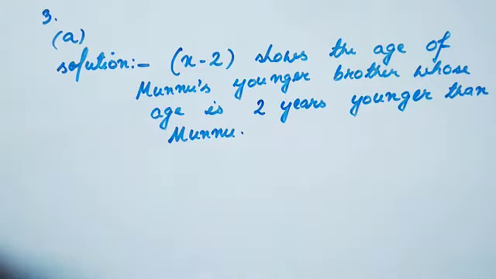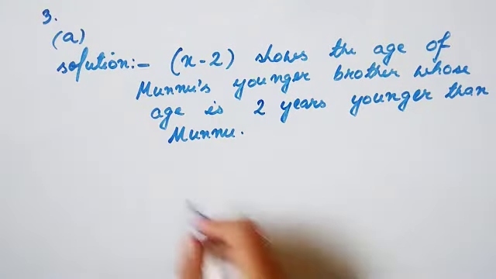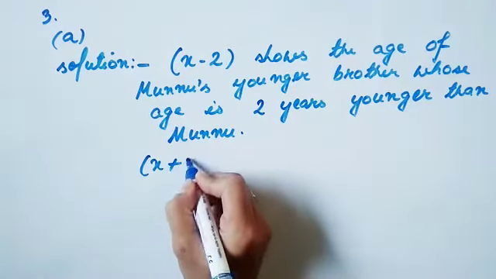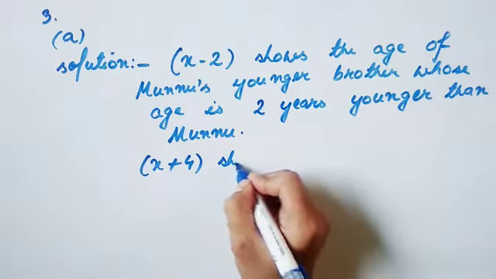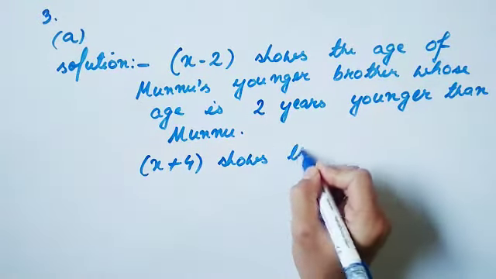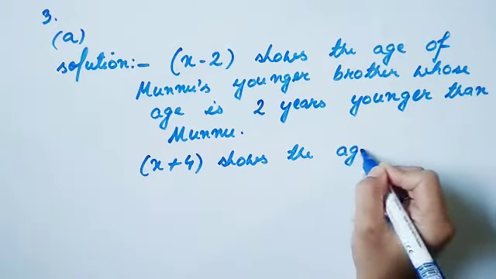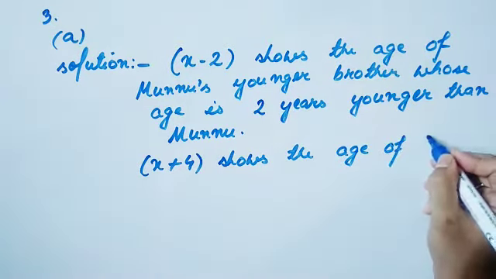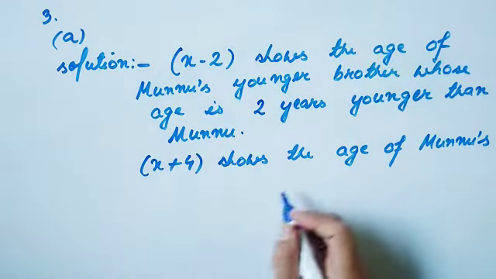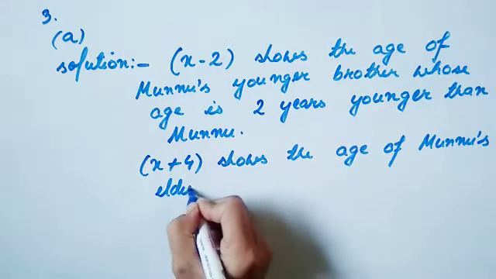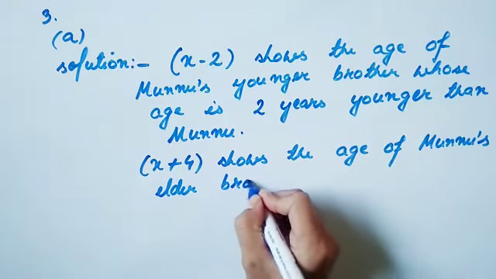Understood, student? Next, our next expression is x plus 4. So, x plus 4 shows the age of whose? Monu's elder brother, right? Elder brother.